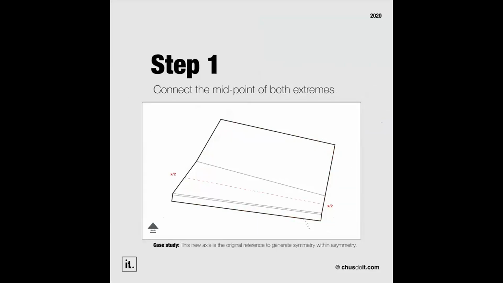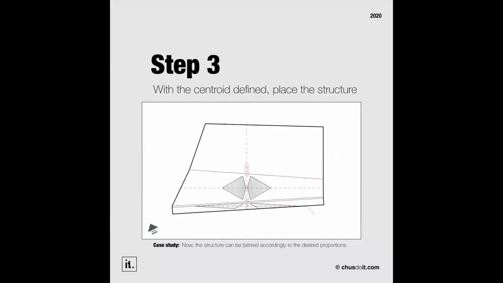Step number 1. Find midpoints and connect the extremes. This first axis will be the original reference to generate symmetry within asymmetry. Step number 2. Draw a perpendicular axis to create a centroid. The centroid is the desired point where to place the center of the structure. Step number 3. With the centroid defined, place the structure. Now the structure can be tailored accordingly to the desired program.